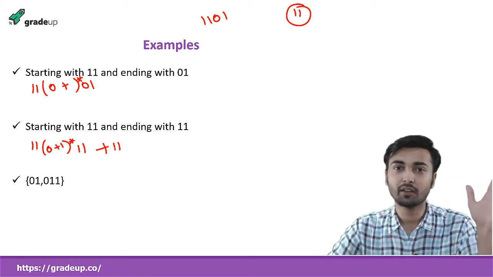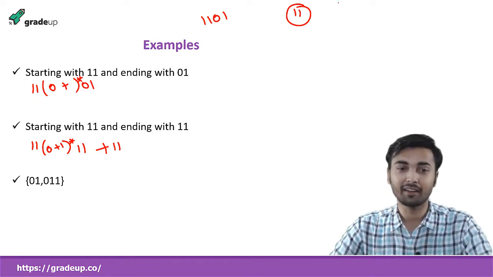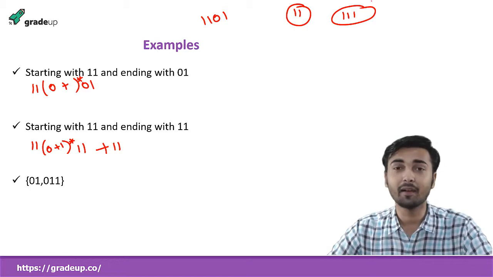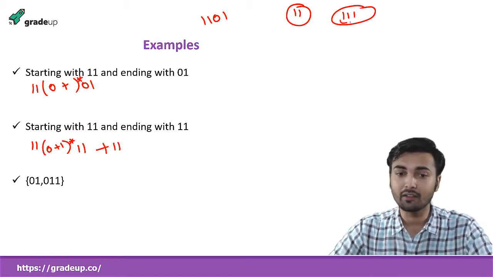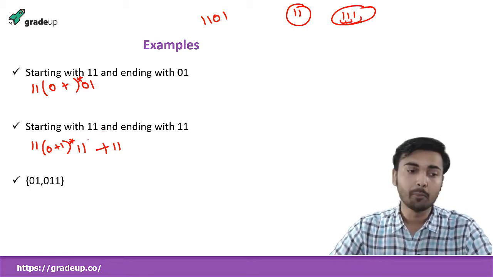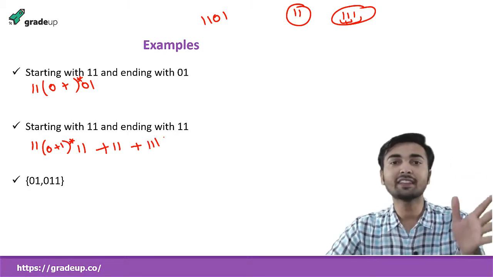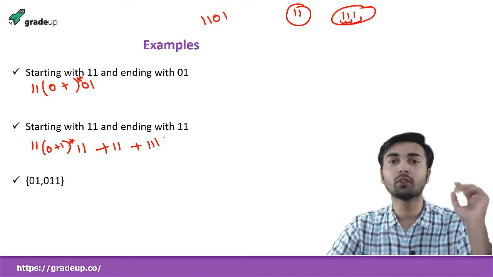Is it finished? Anything else remaining? See, 1 1 1. It is also starting with 1 1 and ending with 1 1. But it is not there. So add it also. Okay. So these things you have to keep in mind.